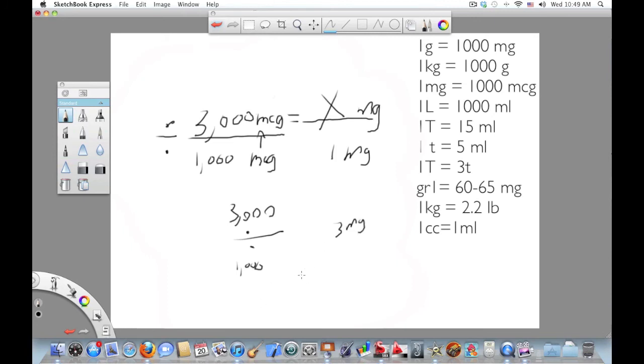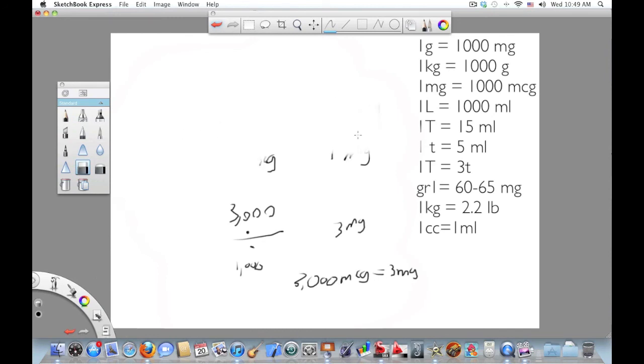So now you know that 3,000 micrograms is equal to 3 milligrams. Okay, this is the last and final example I'm going to show you.